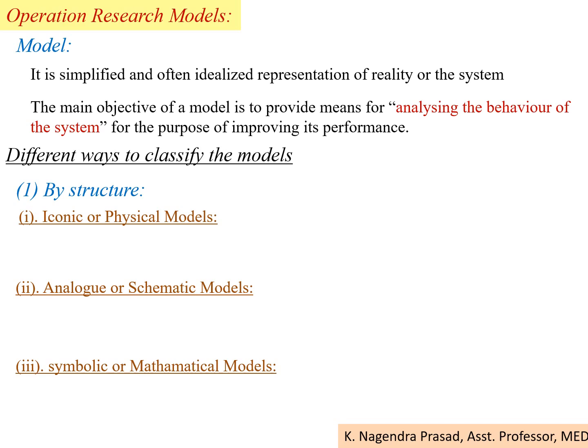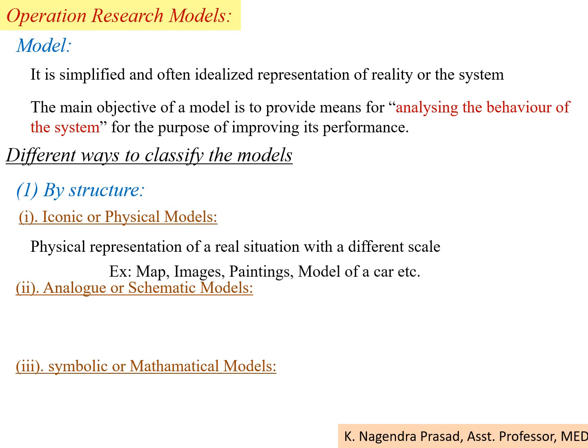First one is iconic or physical models. Here in the iconic or physical models, we are representing the data as a physical representation of a real situation with a different scale. Examples are the map, images, painting, model of a car, etc. So, in the physical models, we are representing the data with the help of maps, images, paintings or models, etc.